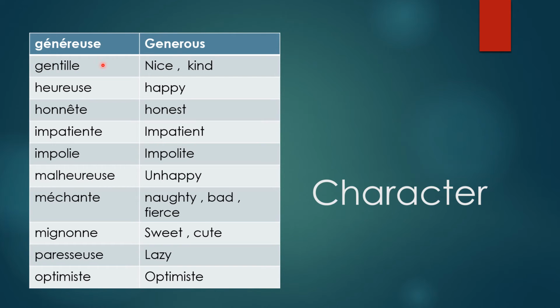Generous, généreuse, ending in E-U-S-E. Nice, kind, gentille, double L-E. Happy, heureuse. Honest, honnête. Impatient, impatiente. Impolite, impolie. Unhappy, malheureuse. Naughty or bad, fierce, méchante. Sweet or cute, feminine, is mignonne. Right? Lazy, paresseuse. And optimist. All right, which is optimistic. She's an optimist. All right.